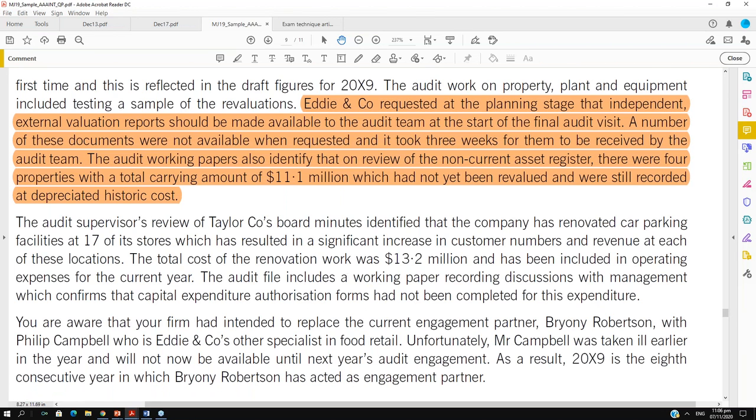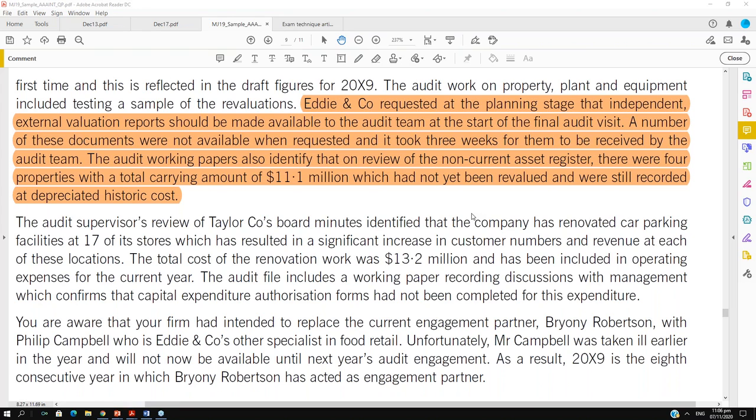Okay, go back to the case study. The next point. The audit working paper also identified that on a review of the non-current asset register, there were properties with a total carrying value of 11.1 million. Will you find materiality of 11.1 million? There were properties with a total carrying amount of 11.1 million, which had not yet been revalued and were still recorded at cost. When we revalue, should we revalue the class of assets?